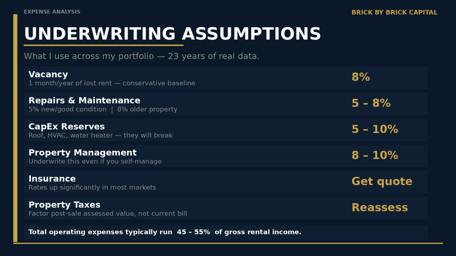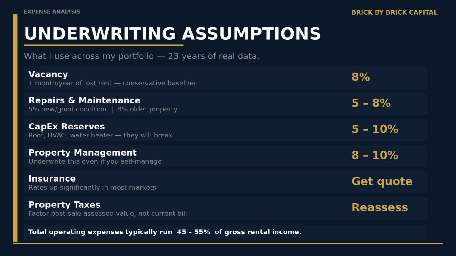Repairs and maintenance, 5 to 8% of gross rent annually. For a newer property in good condition, use 5. For anything over 20 years old, use 8. For anything that hasn't had a major system replaced in a long time, HVAC, roof, water heater, plumbing, use 10 and build a specific capital reserve on top of it.